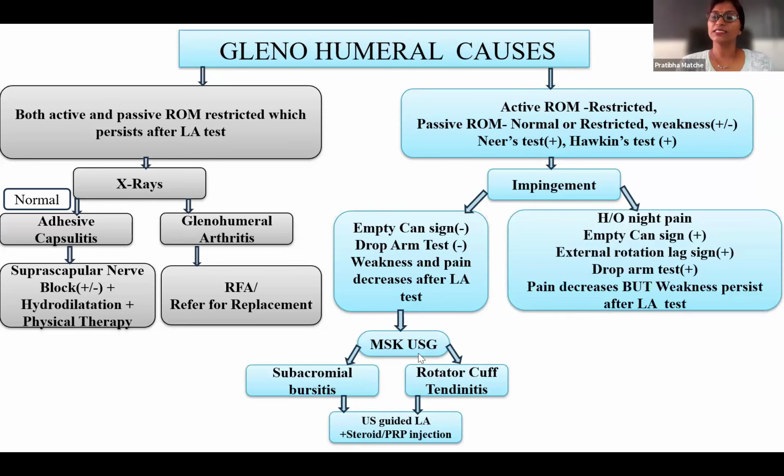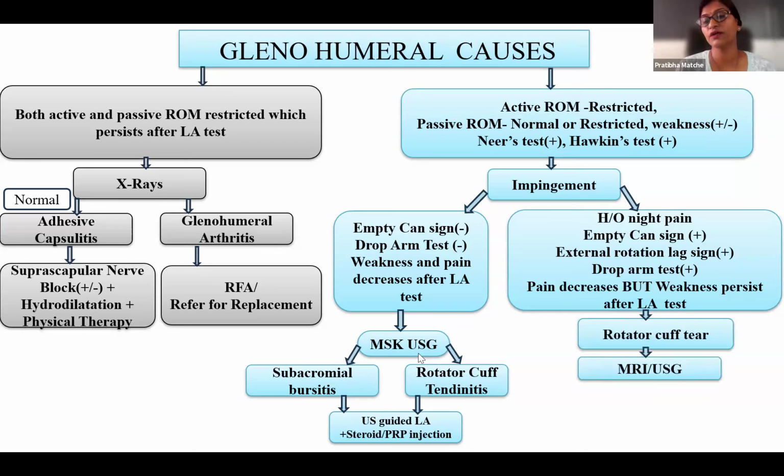Now, if there is a history of night pain, empty can sign is positive, external rotation lag sign is positive, drop arm test is positive, and pain decreases after the local anesthetic but weakness persists. This is very, very important. Pain will be decreased, but the weakness still persists after local anesthetic. This is suggestive of rotator cuff tear.